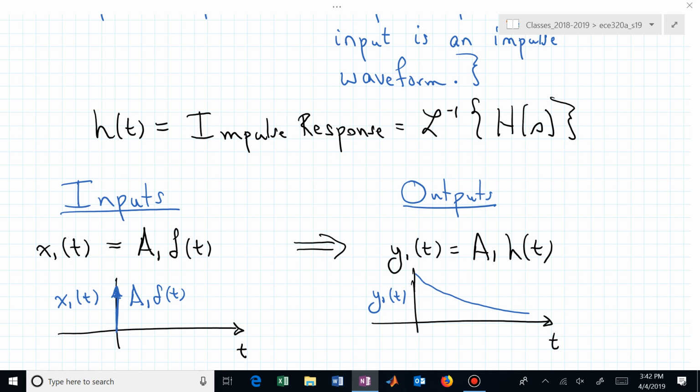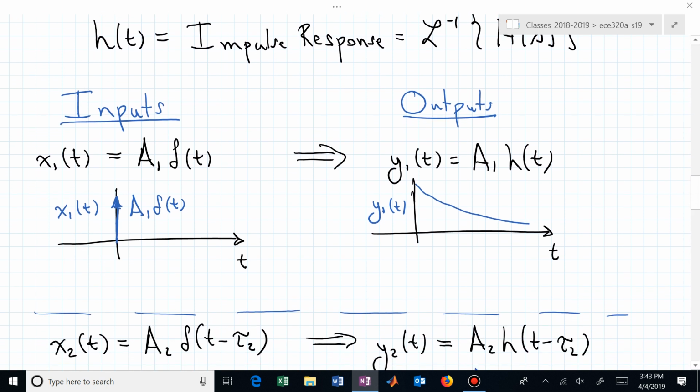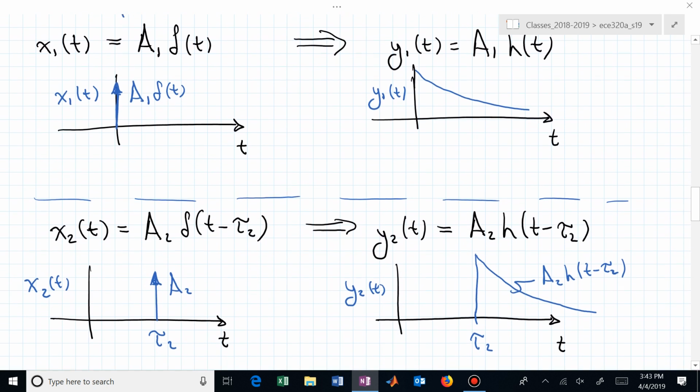Everyone comfortable with that concept? We're just kicking the system, and if you kick it with an impulse, you get h out. Now we kick it with an impulse that's weighted by a different amount, a sub 1. It's not 1, it's a sub 1. Then all we have to do is scale the original impulse response to get our output due to that input. What happens now if we apply a slightly different input?